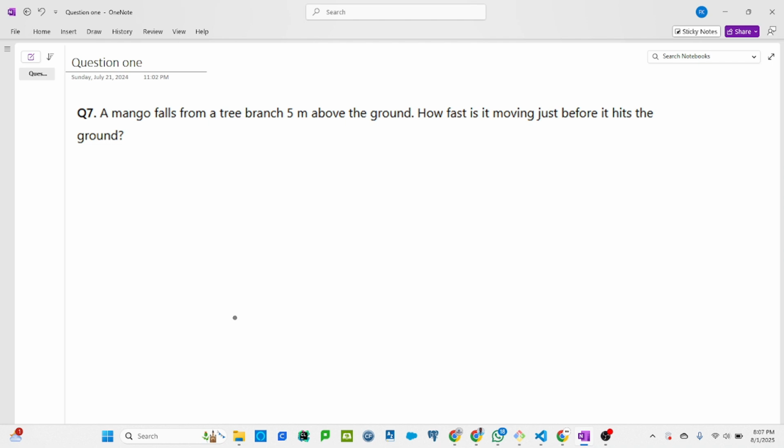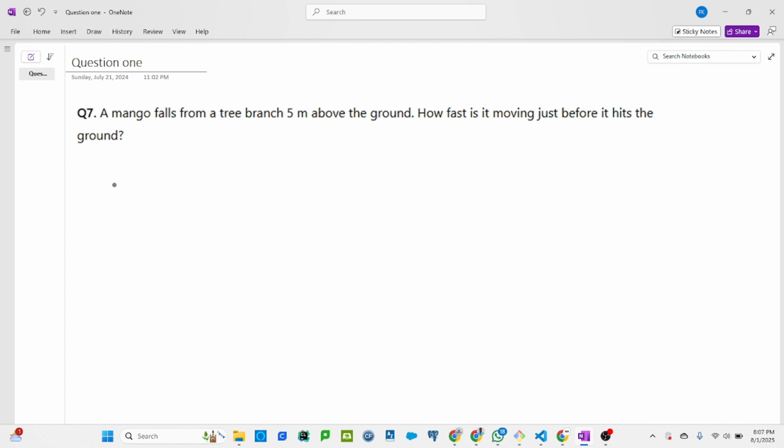I'm going to start with Kennedy first. Kennedy will take this question, then Millicent will take the next one, and we see how we go about it. Are we fine? Yes, please. Now, a mango falls from a tree branch 5 meters above the ground. How fast is it moving just before it hits the ground?